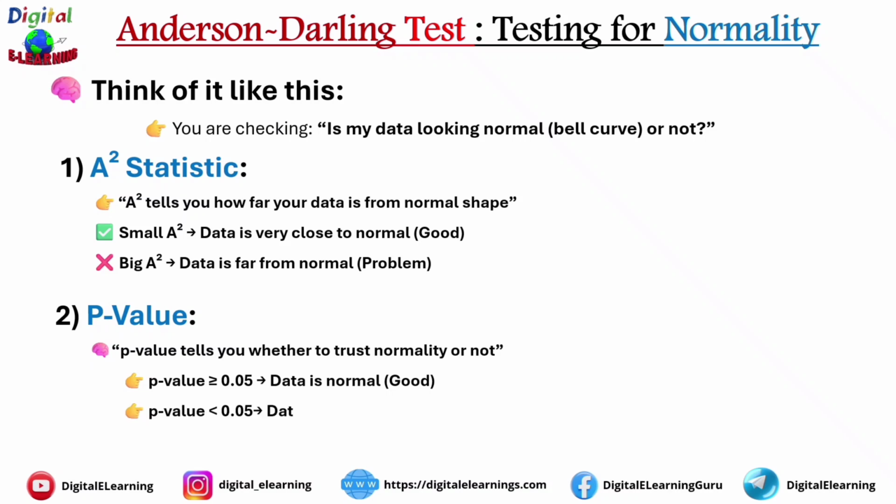Second case, if the p-value is less than 0.05, that means we will reject the null hypothesis here. Data is not normal. There is something wrong with the data. Now think of it like this: the higher the p-value, the data is fine. If there is a low p-value, there is some problem with the data.